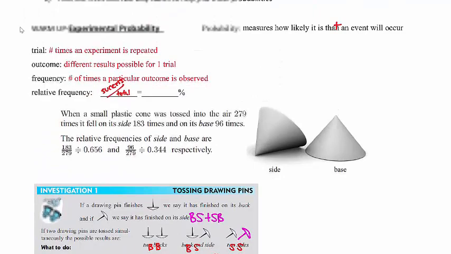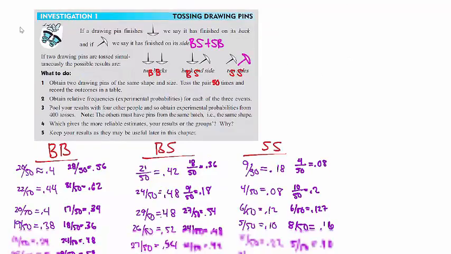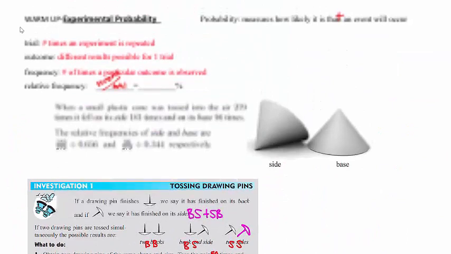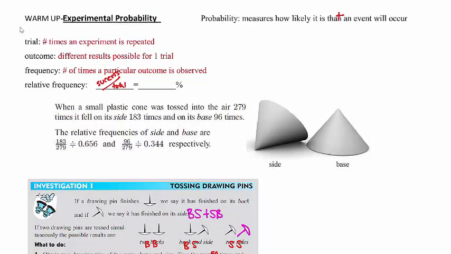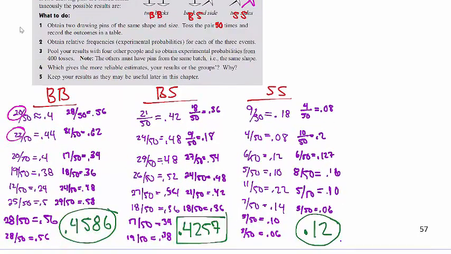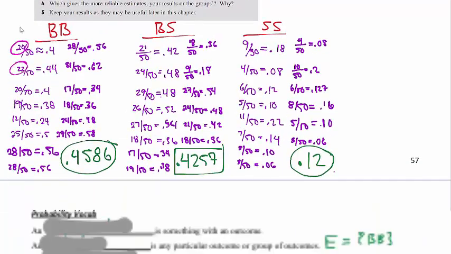Frequency is the number of times a particular outcome is observed. So in this case, the frequency was 20 for this one. For another person, it was 22. And relative frequency is the success divided by the total, or the percent, which you already know. All right, so that's what we did here. Ideally, we would have done this as a warm-up, but it's introducing experimental probability.